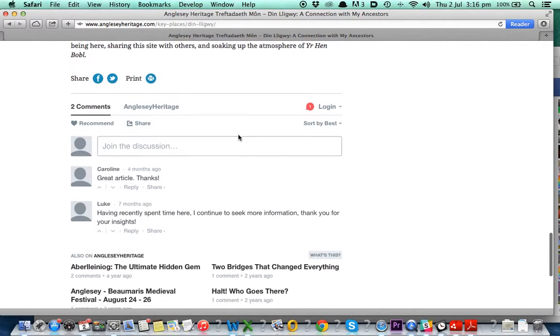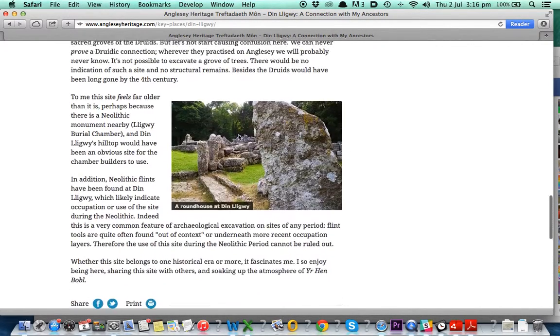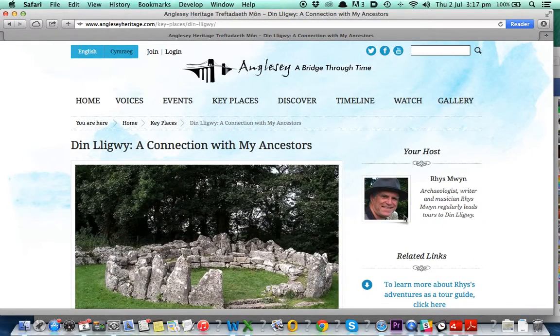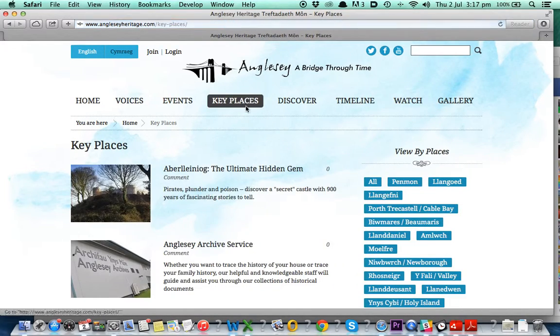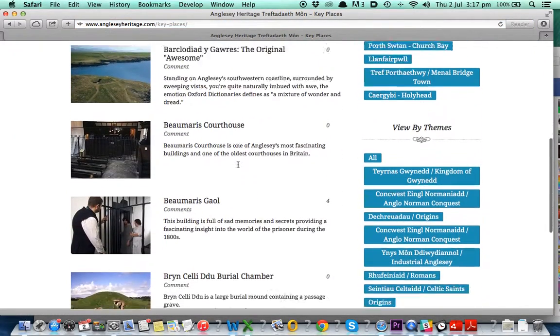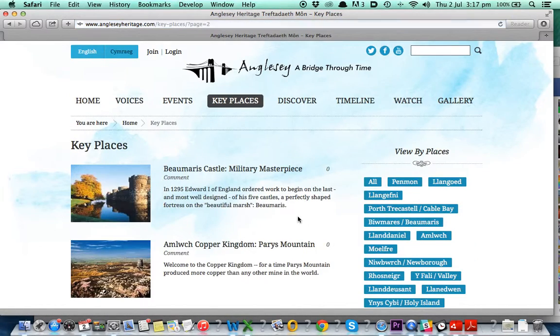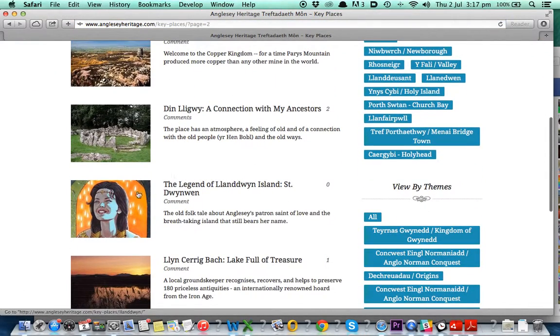This one has 2 comments on it. And again, Rhys was one of my volunteers. He was supportive of the website throughout, came to a lot of meetings that we had planning it, and gave his opinions. Let's see, that's page 1. Page 2, have we gotten, oh, Dwynwen.